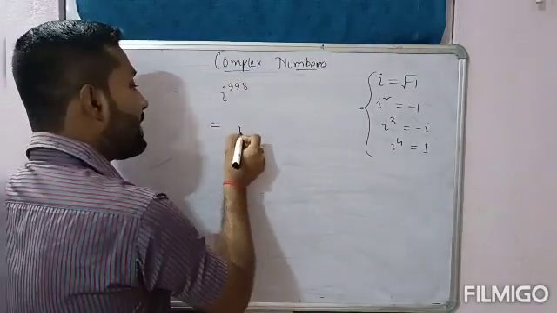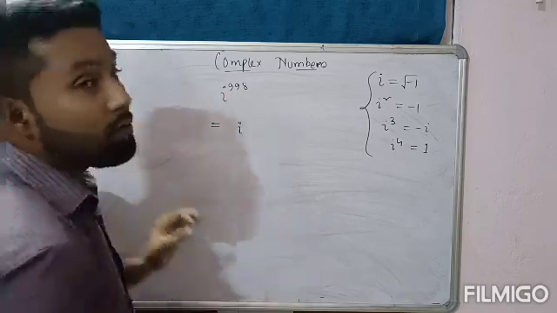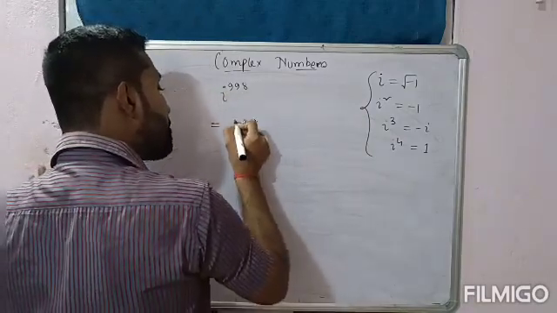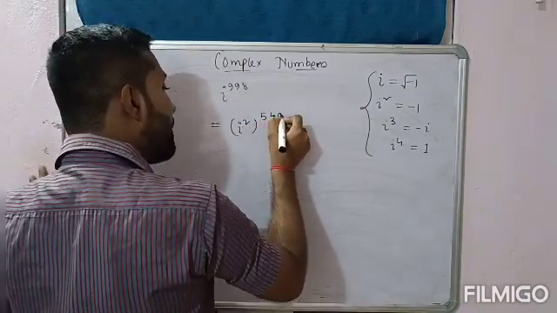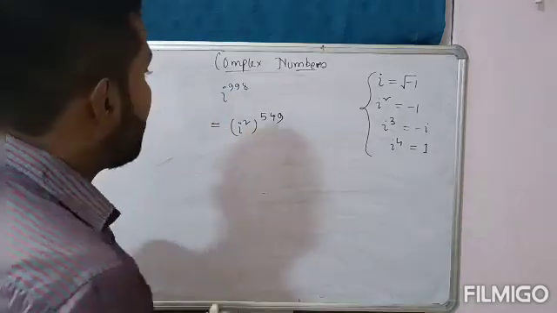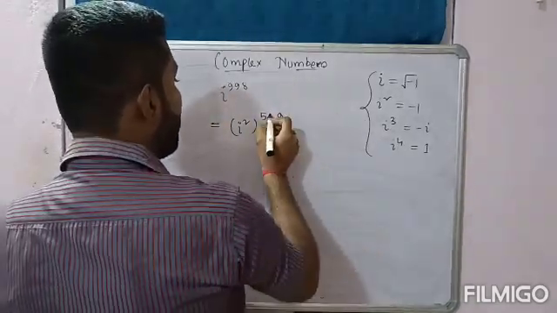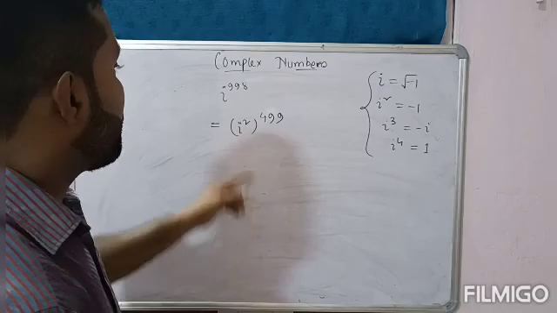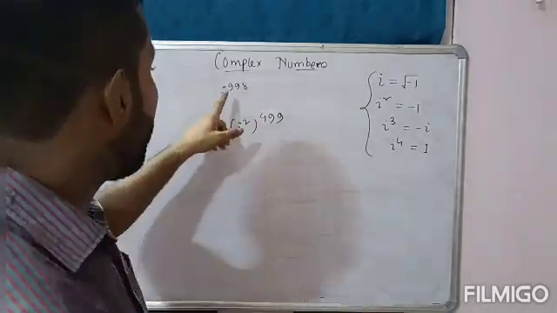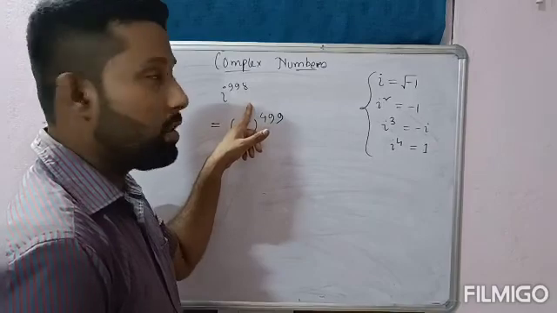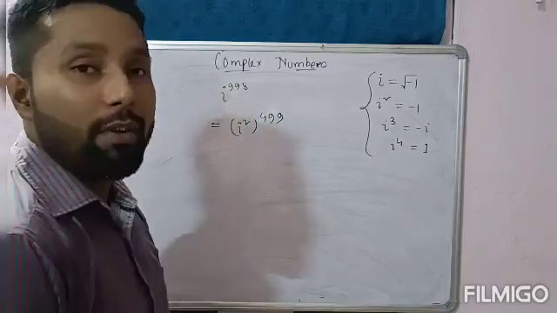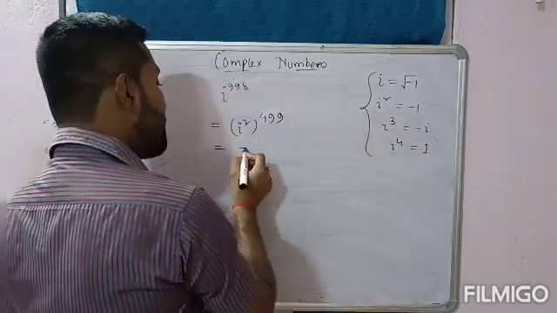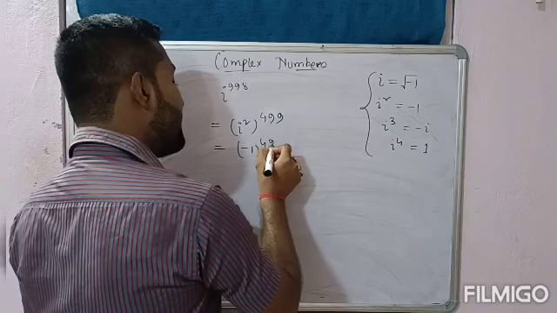So i to the power 998: if I divide 998 by 2, I get 499. So i square whole to the power 499 we can write. Okay, so if I divide this number by 2 then it can be written as i square to the power 499. The value of i square we know is -1. So -1 to the power 499.